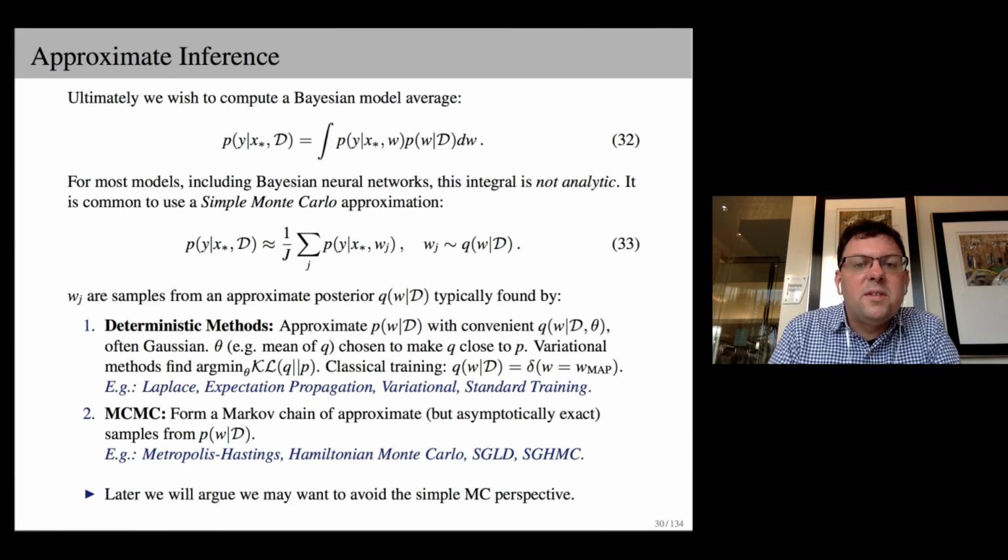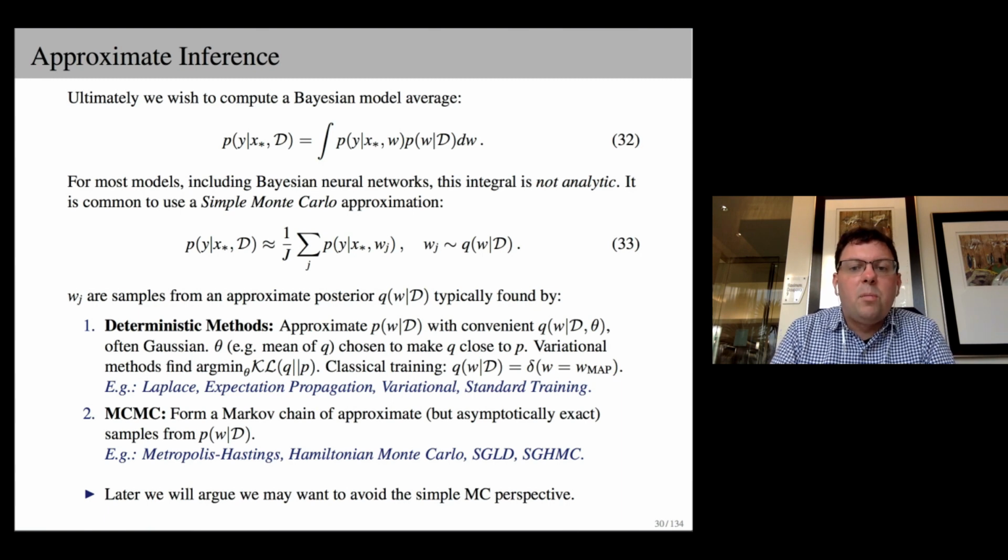For most models, including Bayesian neural nets, this integral is not analytic. It's common to use what's called a simple Monte Carlo approximation, where we take an average of the conditional predictive distributions for different settings of parameters sampled from an approximate posterior Q of W given data. We find these samples typically through one of two approaches.